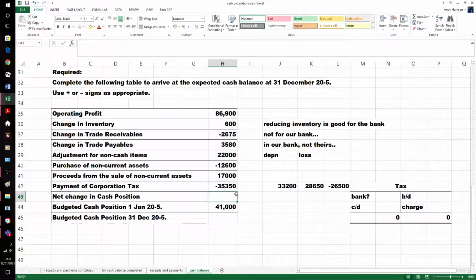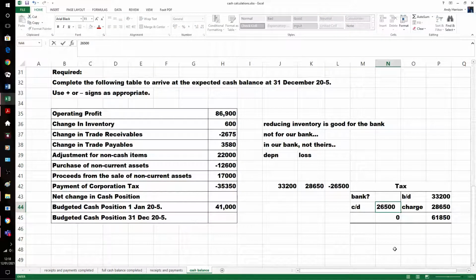Always a negative. Could have done it as a T account. Sometimes it's a bit more logical, so whichever way works for you. So we started owing 33,200, then we owed another 28,650, and that's what we owe at the end of the year. So the 35,350, but we know it's a minus.